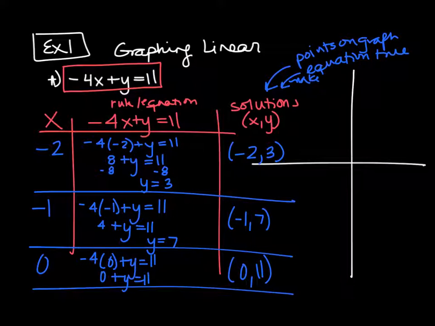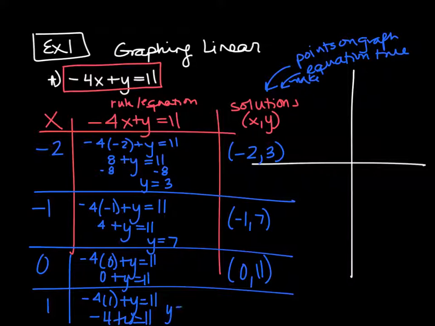And then our last one is positive 1. So I'm going to have negative 4 times 1 plus y. This is going to give me negative 4. And to get rid of that negative 4, I'm going to add it. So y is going to equal 15. So I'm going to have 1, 15.